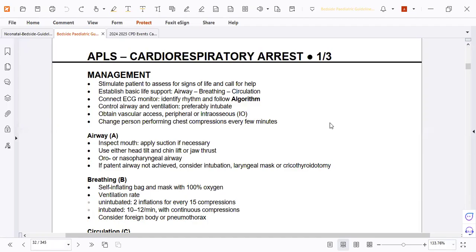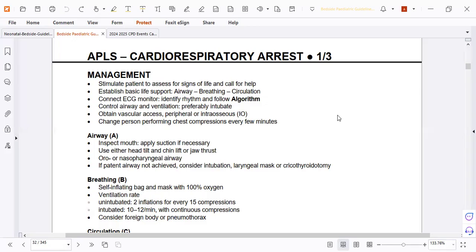As some of you asked me to do the APLS guidelines from the Pediatric UK Guidelines 2024. So here we go. We have a couple of pages here, which is summarizing the APLS in a nice and concise way, okay? So the first one is talking about cardiorespiratory arrest, how you can manage or how you can deal with this situation.